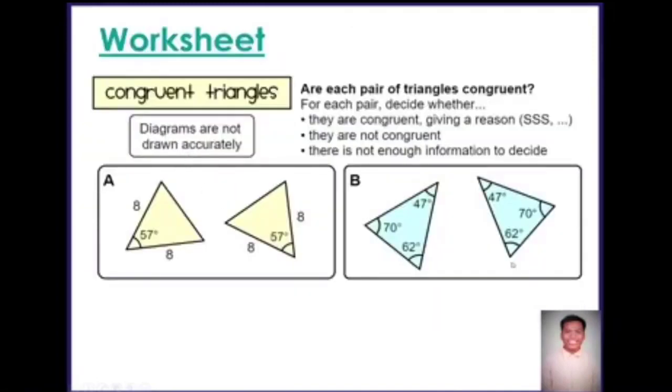And how about for letter B? We are given two triangles with three angles congruent. We cannot prove them congruent because again, there's no such thing that states that you can prove two triangles congruent with each other given that three angles are congruent.